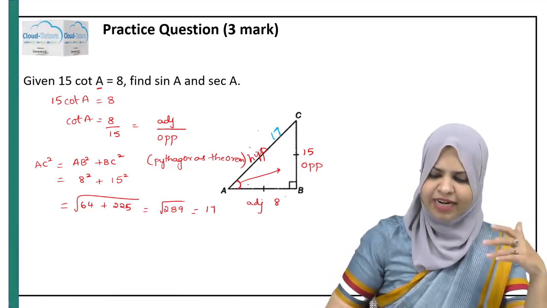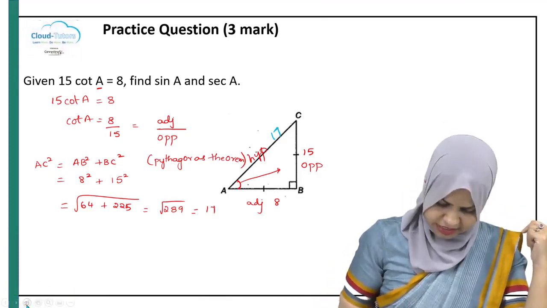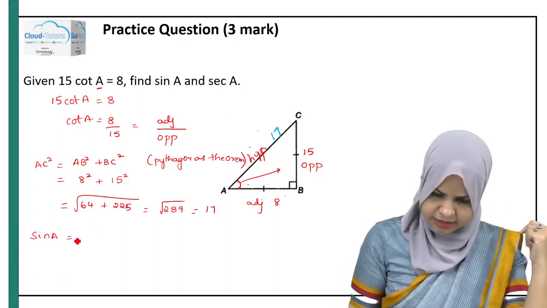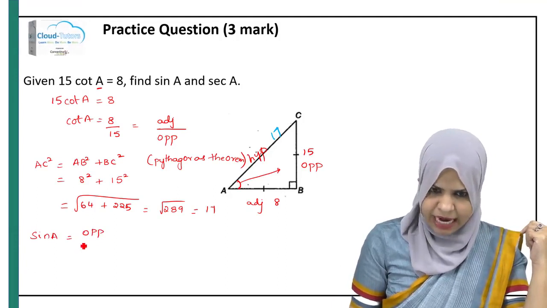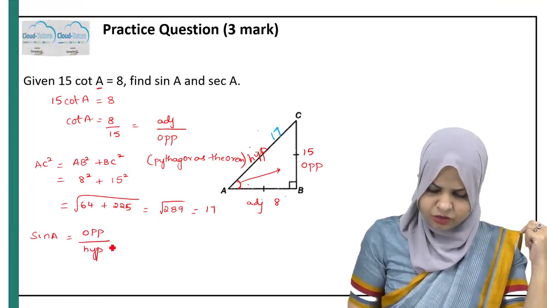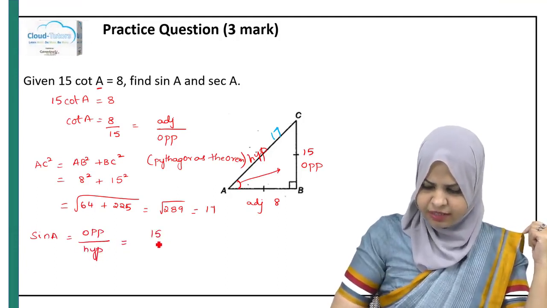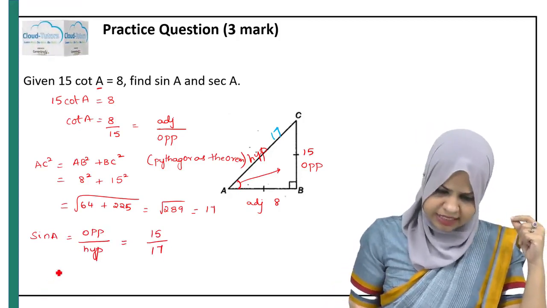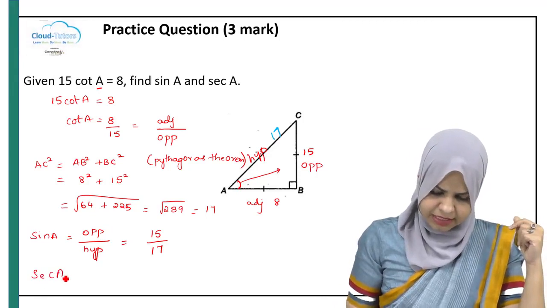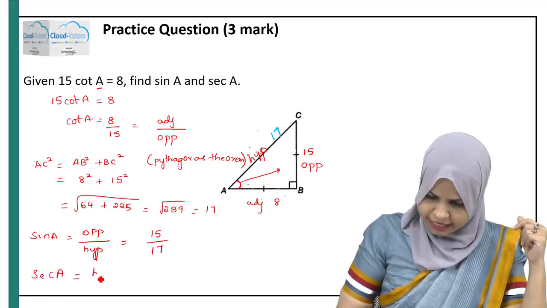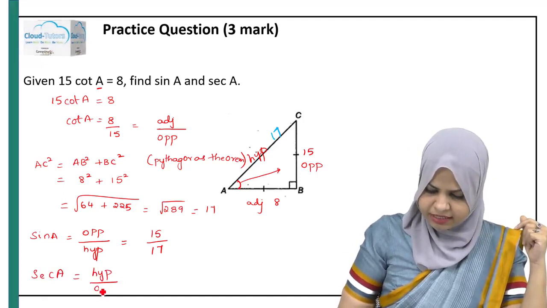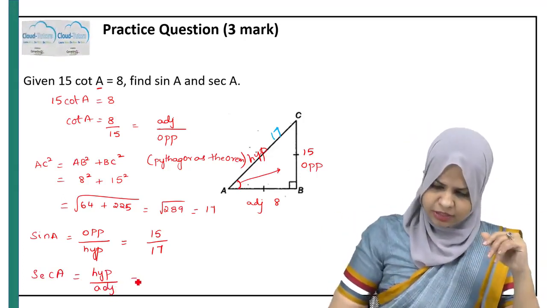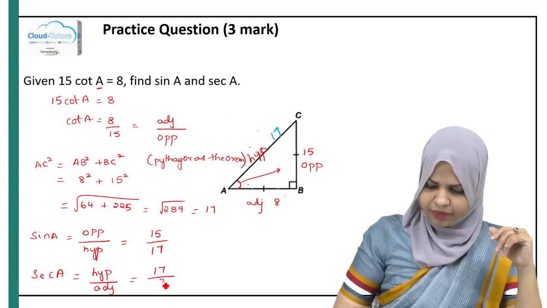Okay, now we have to find sine A and secant A. What is sine A? Sine A is opposite by hypotenuse, correct? So opposite is 15 and it is by 17. This is sine A. And what is secant A? Secant A is given by hypotenuse by adjacent. That is basically the reciprocal of cos. So this is equal to 17 by 8.